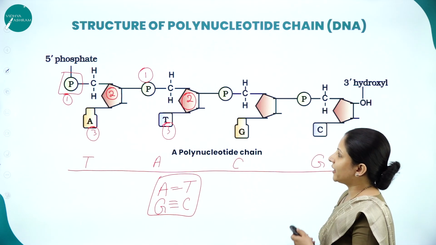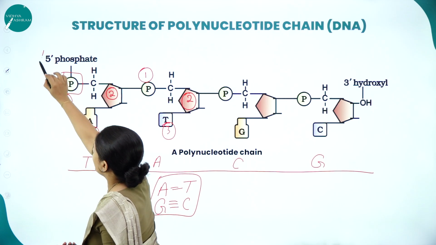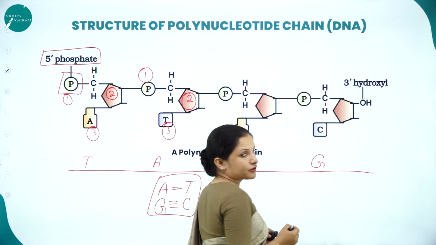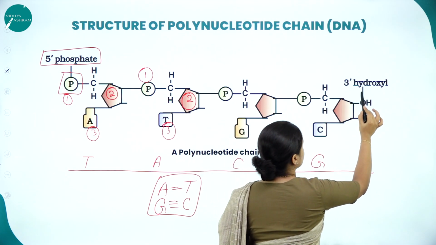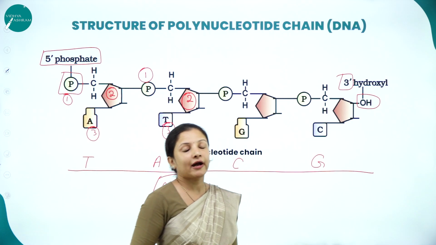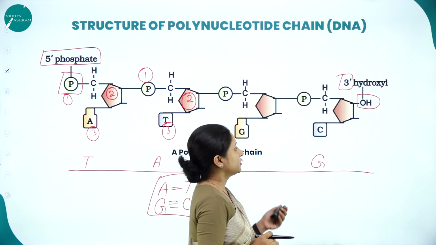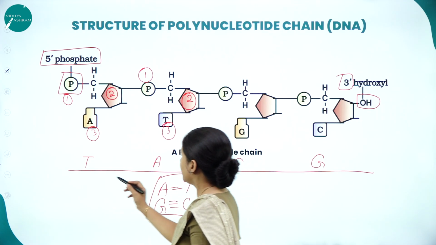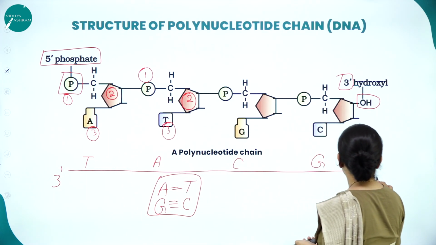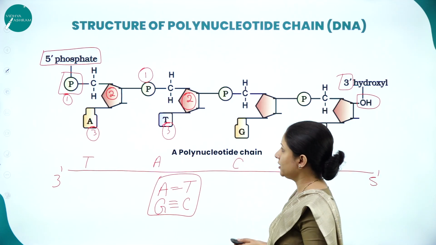And apart from that, on one end, the phosphate group is attached to the 5' end, and the hydroxyl group of the deoxyribose is attached to the 3' end. So therefore, it is a 5' phosphate end and a 3' hydroxyl end. And next, here it will be the 3' hydroxyl end and the 5' phosphate end. So 3' and 5'. That is how it will be.